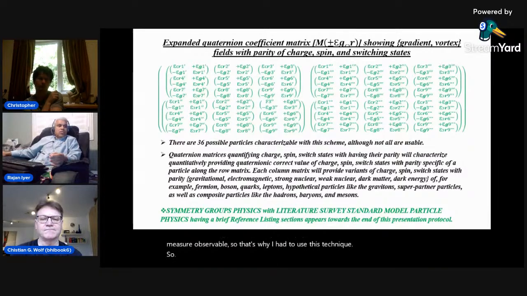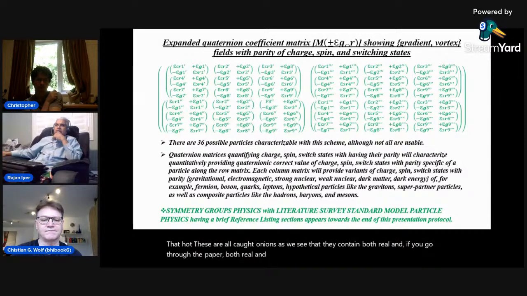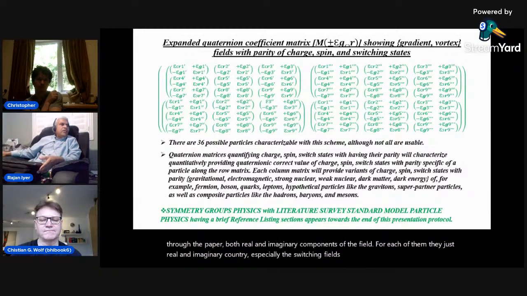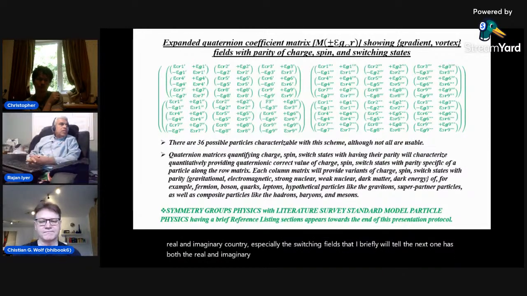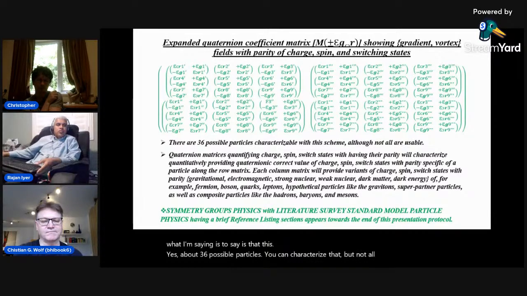So these are all quaternions. As we see, if you go to the paper, they contain both real and imaginary components of the field. For each of them, there are real and imaginary constraints, especially the switching fields, which I briefly will tell the next one has both the real and imaginary. So there are a lot of interesting things, but what I'm saying is that this has about 36 possible particles. You can characterize that, but not all of them are useful.